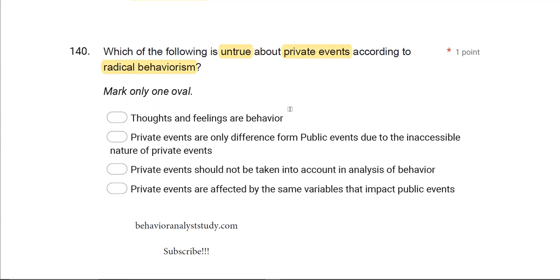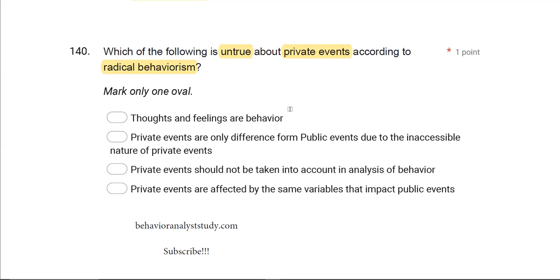A, thoughts and feelings are behavior. Private events are thoughts and feelings. Are thoughts and feelings behavior? Yes. B, private events are only different from public events due to inaccessible nature of private events. Also true. If we could observe private events like we observe public events, there would be no difference. C, private events should not be taken into account in analysis of behavior. That is untrue. Now, in practice, we a lot of times do not because of the unobservable nature, but they absolutely need to be considered because they are behavior.